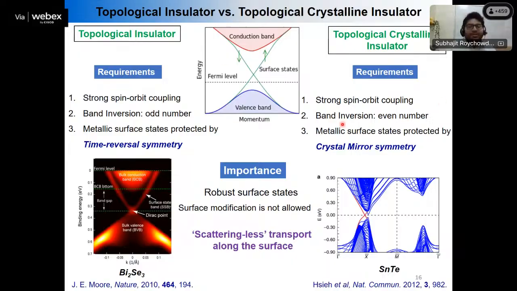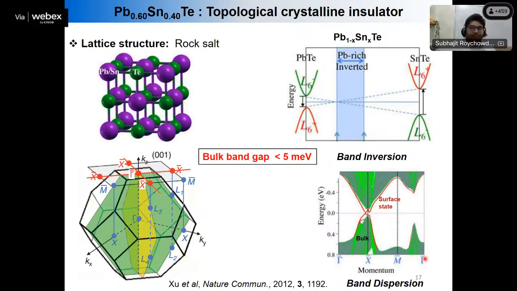And there's another classification of topological material, that is the topological crystalline insulator. Now, how is it different from a topological insulator? You can see here the number of band inversions is even, and the metallic surface state is protected here by crystal mirror symmetry. So these two are the main differences between topological crystalline insulator and topological insulator. So Bi2Se3 or Bi2Te3 is a well-known topological insulator, whereas tin telluride is a well-known topological crystalline insulator.